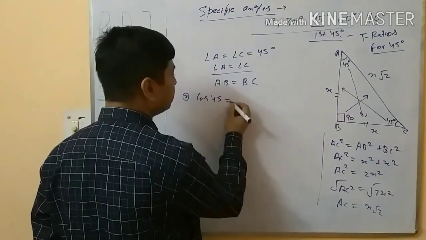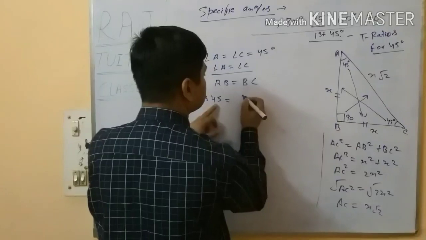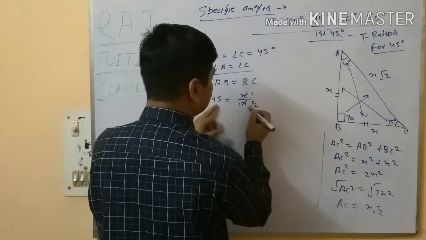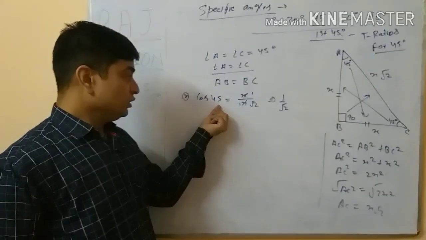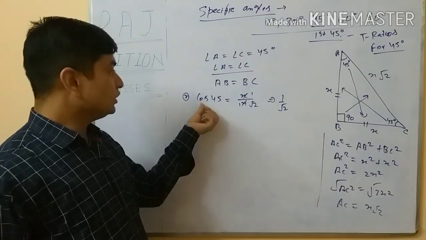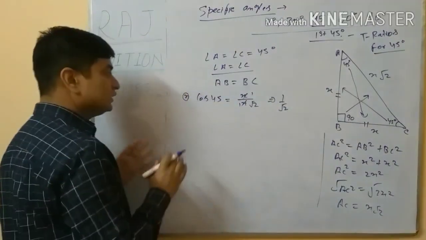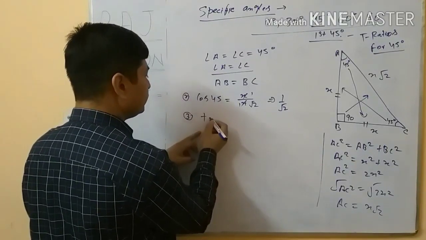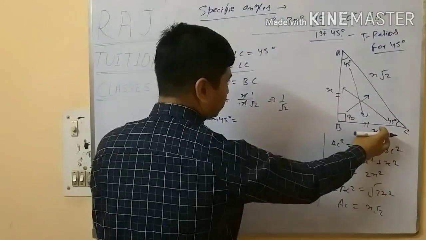We will find the cosine of 45. What is the formula? Side adjacent to 45, you may take this one, you may take this one. So x upon hypotenuse x root 2 gives 1 upon root 2. For an angle of 45 degrees, the sine function and the cos function have the same value. That's why it is known as sine and cosine. Now the third one is tan 45 degree.